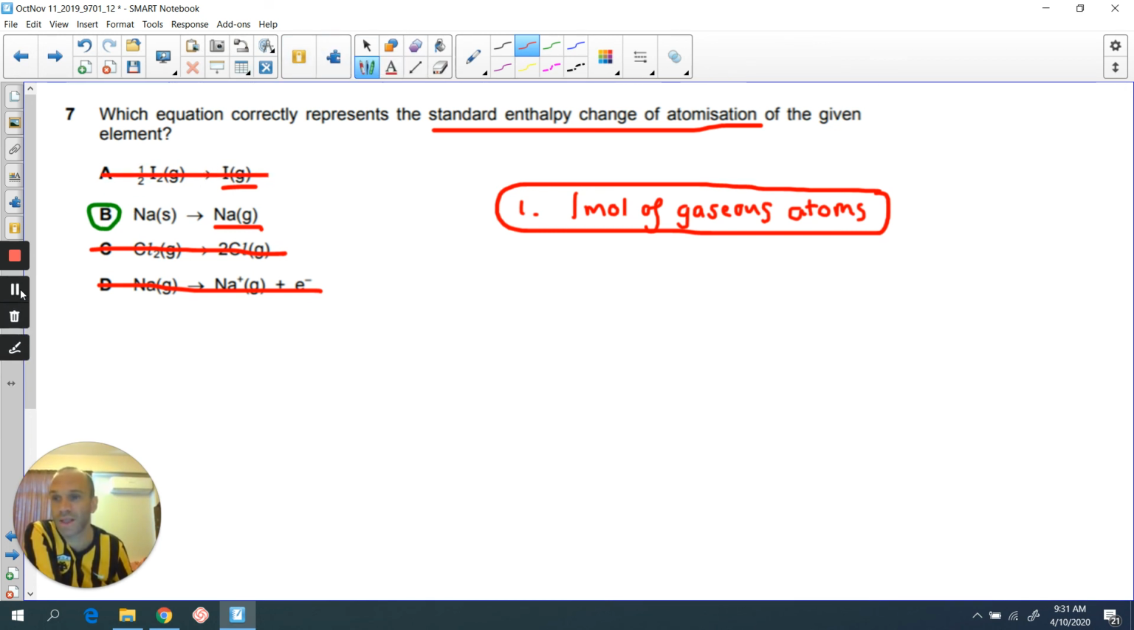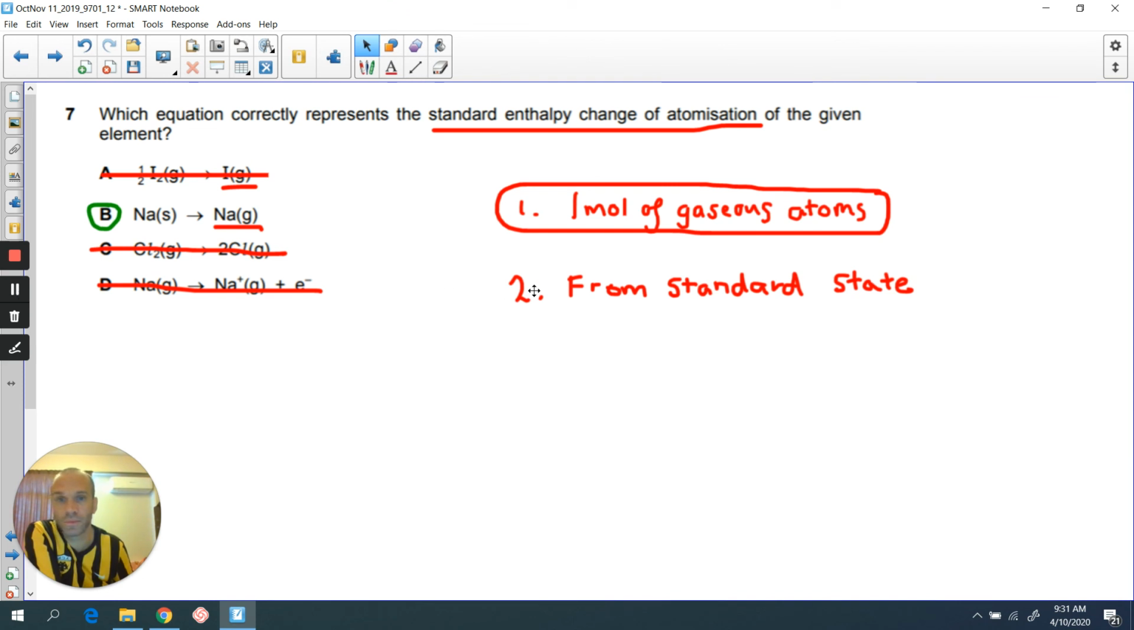So let's make sure we get that second rule in there. It must be from its standard state. Okay, hope that has helped.